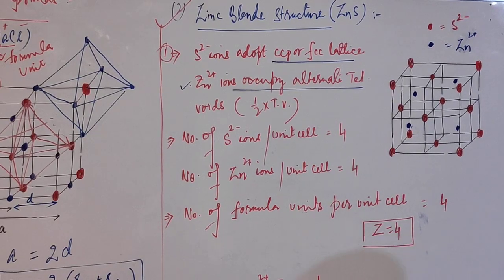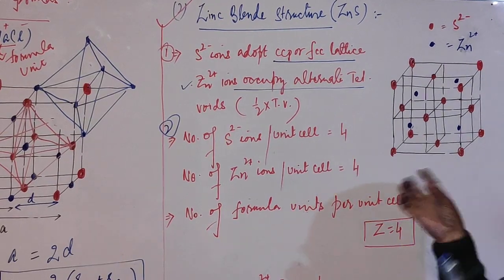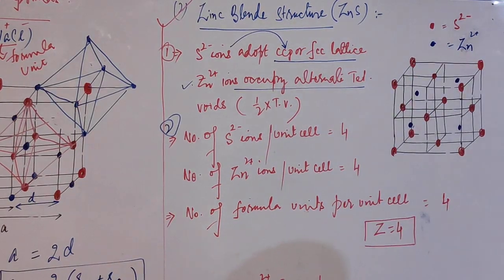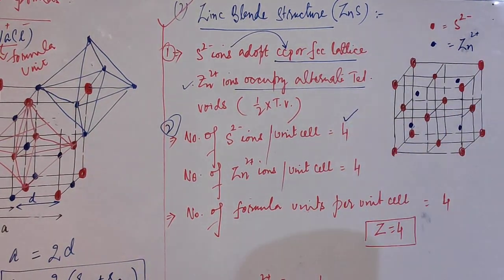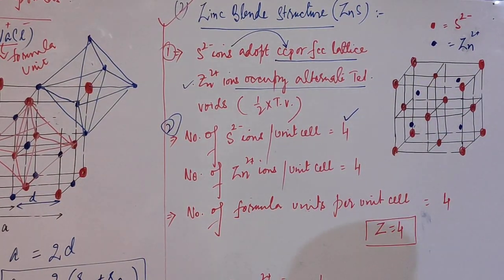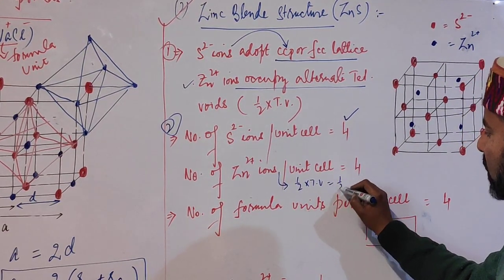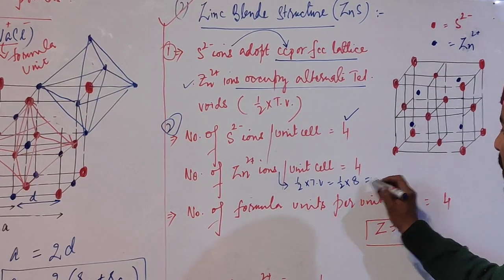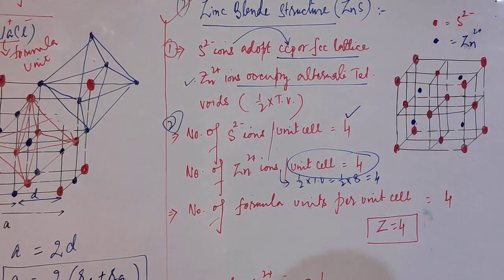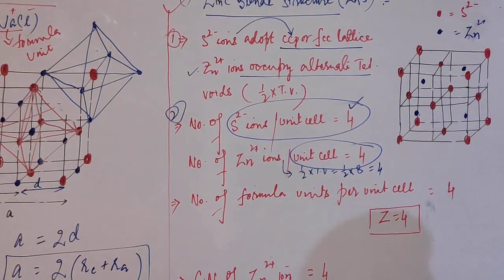Now students, second important point is how many zinc and how many sulfide ions per unit cell are present. So since sulfide ions are in CCP, how many are present per unit cell? This we know, 4. And now students, how many zinc ions we have? They are also 4. How? Because zinc ion कहाँ पर है? They are in half of the tetrahedral voids. Tetrahedral voids तो total 8 हैं, but only half are occupied, so we have 4. So we have how many zinc ions per unit cell? 4. And how many sulfide ions per unit cell? 4. ये उनके relative arrangement से हमें पता लग गया.